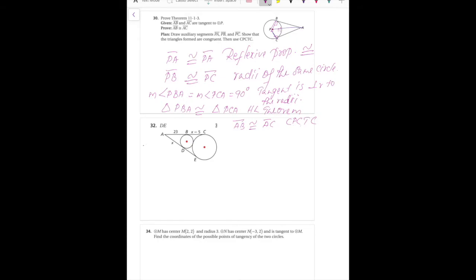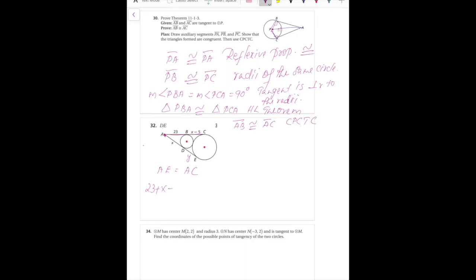Now let's look at the next problem. They wanted you to figure out DE. So this one, this is what they want. Let's say that's Y. What do you know? You know that there is an external point here, and you are drawing tangents to the same circle. So that means AE is equal to AC.